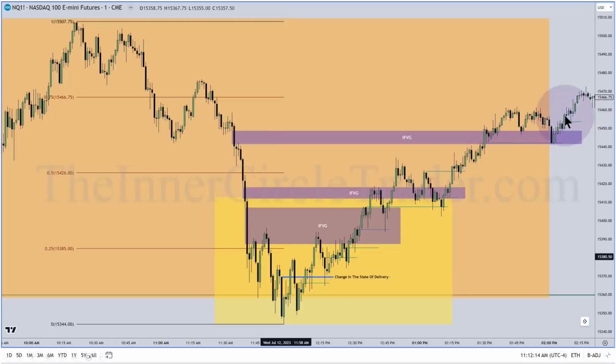Inversion fair value gap for the win. Rallies. Order block. Touch it. Does it rally higher? Yes. Does it take out a high? Yep.